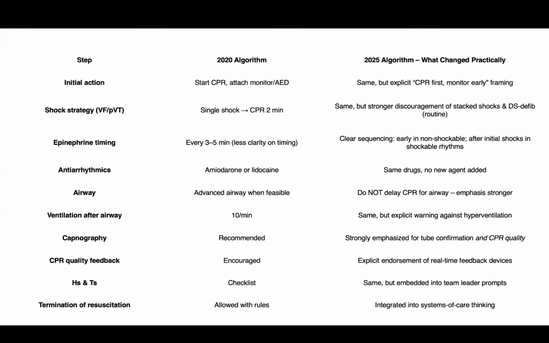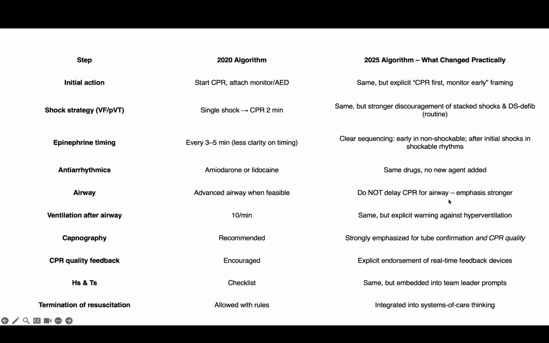So this is just a table showing the changes between the 2020 and 2025. With regard to the initial action, it is the same, but explicit CPR first, monitor early framing. Shock strategy, it is the same, but strong discouragement of stacked shocks and double sequential defibrillation on a routine basis. Epinephrine timing, clear sequencing. In non-shockable rhythms, you need to give it as early as possible. In shockable, after the initial shock itself, you can give it, is what they say. Antiarrhythmics, it is the same drugs, no new agent has been added.